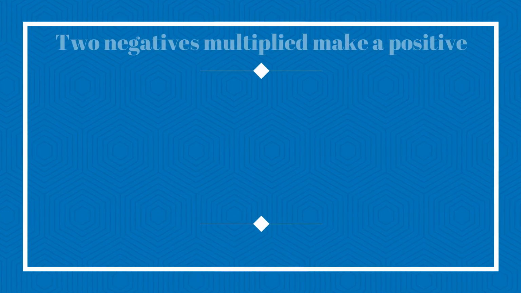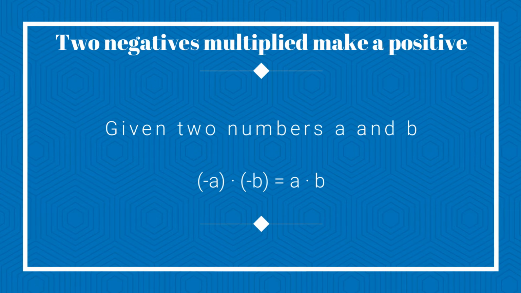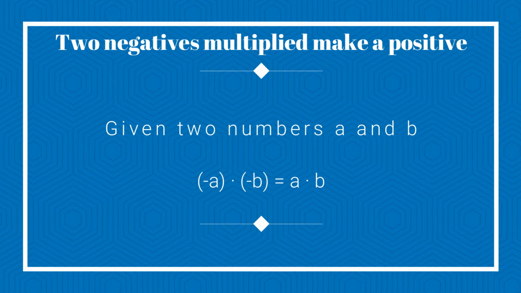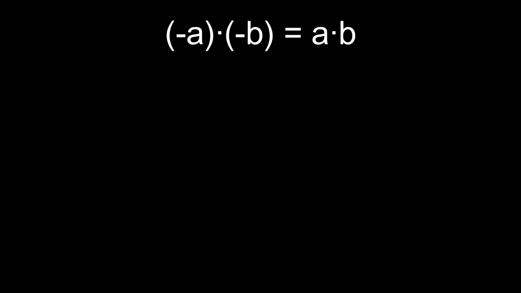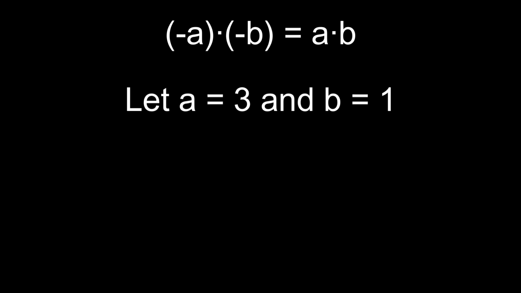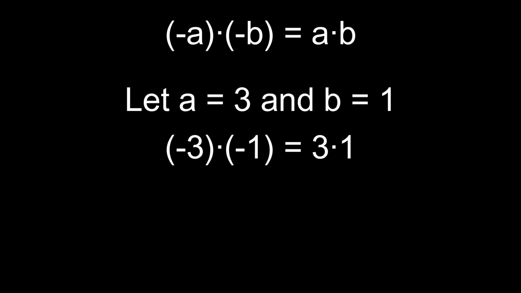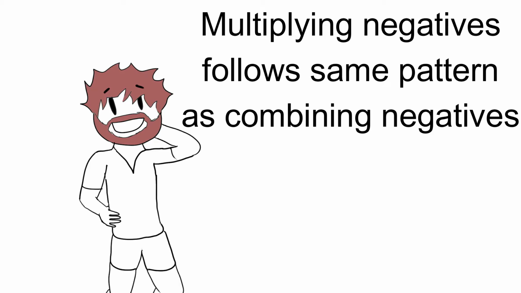And we can write a general expression for this by saying that, given two numbers a and b, negative a times negative b equals a times b. This is just showing us that a negative times a negative is a positive, but we are making it a general rule that holds true for any two numbers. For example, if we substitute 3 in for a and 1 in for b, we get this statement. Negative 3 times negative 1 equals 3 times 1. Both of these equal 3, so this statement is true.